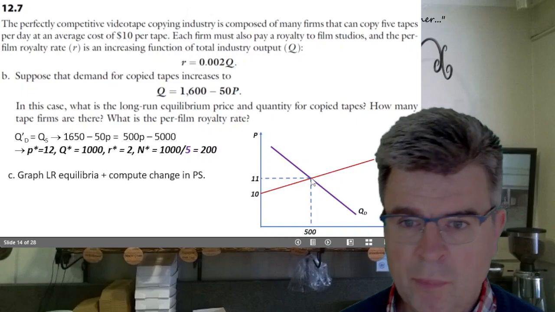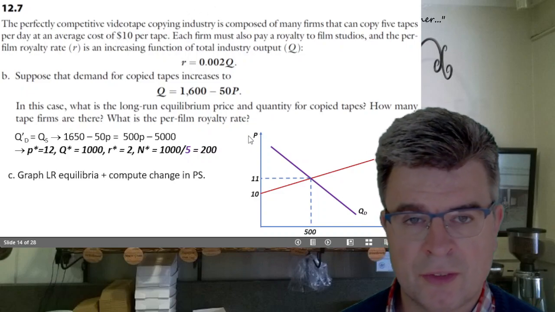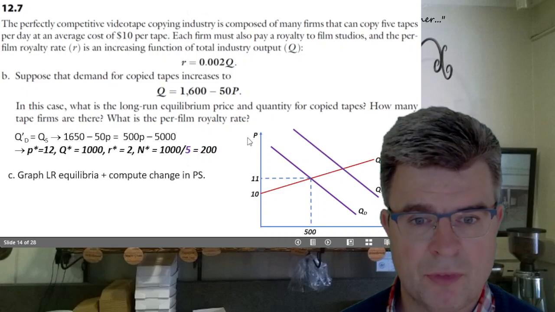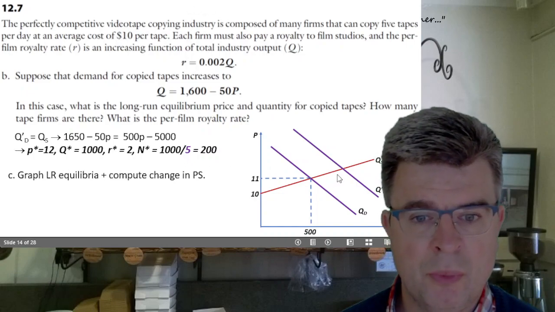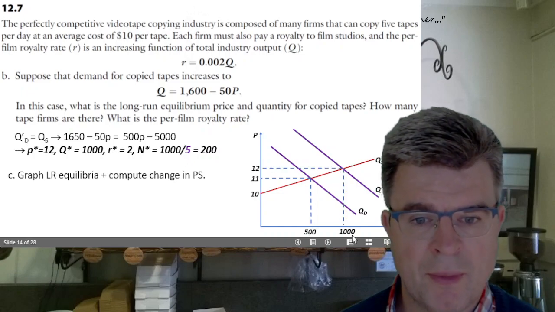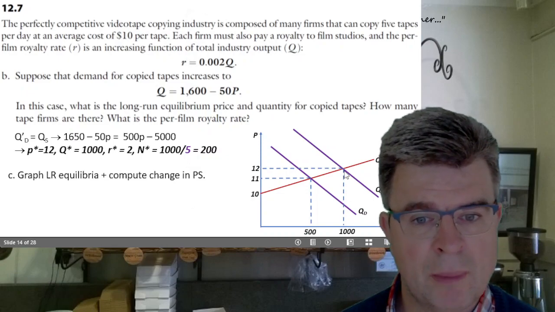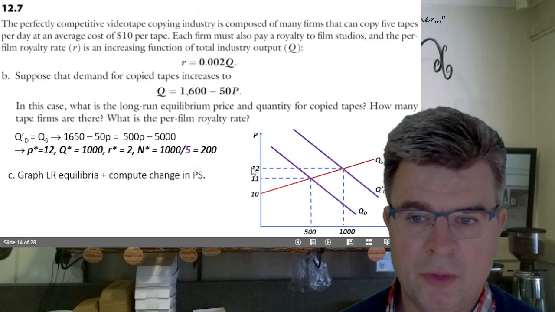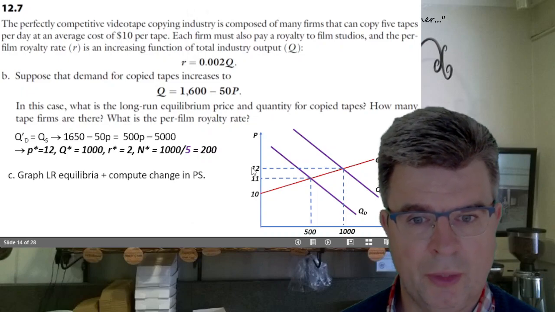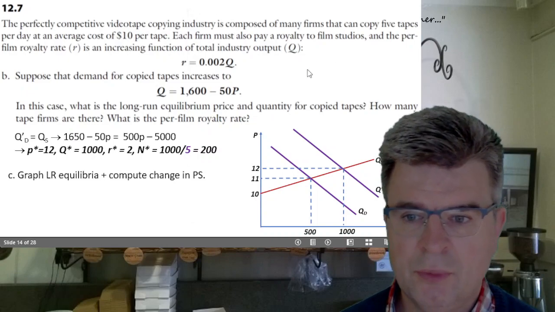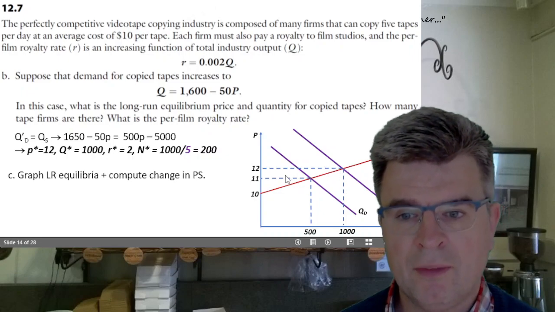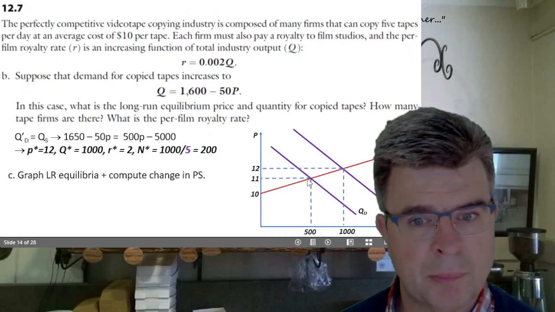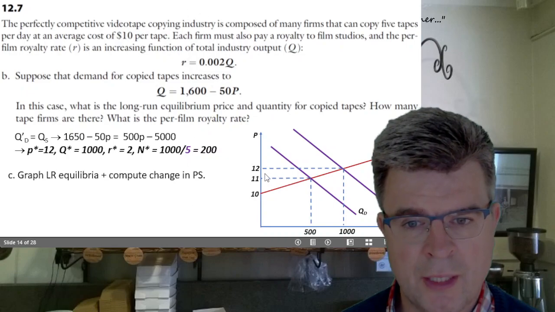And in question B, there's a shift in demand, so demand increases to QD prime, and we get a new equilibrium. In the new equilibrium the quantity supplied doubles to 1000, and the new equilibrium price is equal to 12. You can see that these are the long run equilibria, and there's a change in producer surplus which is equal to the area over here.